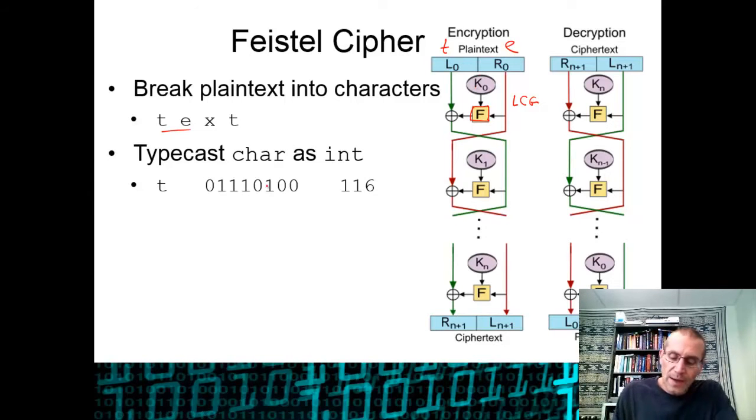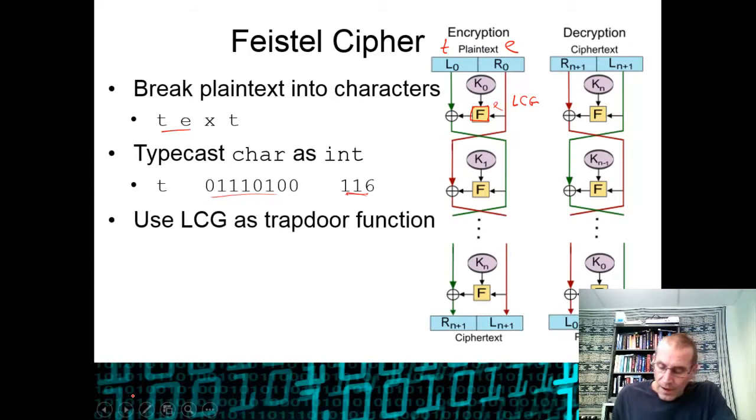Then you're going to typecast these characters as integer values. For example, my value T, which has a decimal value of 116, would have this binary representation, and that's what's going to be put into these functions. First you take one of these values, the value of E in this case, and put it into your LCG, and then you're going to get a different value out. And then you're going to XOR them.